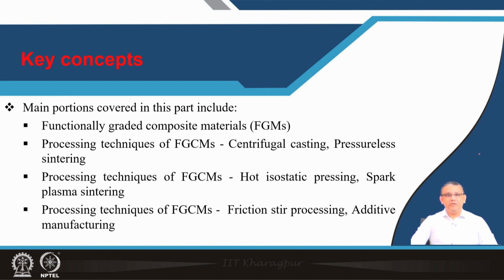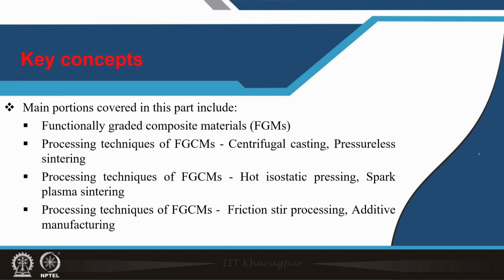In this lecture we will cover the basic processing techniques for FGMs. There are several techniques which can be used to fabricate the FGMs, but among them in this lecture we will cover around 5 to 6 topics, which are centrifugal casting, pressureless sintering, hot isostatic pressing, spark plasma sintering, friction stir processing and additive manufacturing.